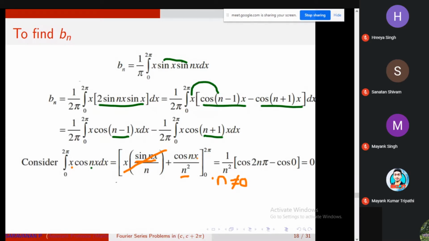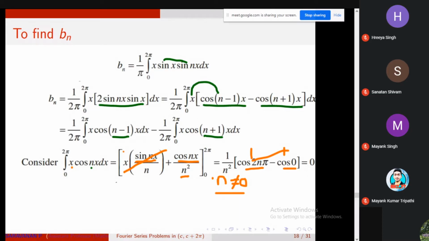Then substitute the upper limit. For the upper limit you will get cos 2n pi, which is 1. The lower limit is cos 0, that is also 1. So here you will get 1, here you will get 1, so it will get cancelled. Therefore, this integral value is 0. This is true for n not equal to 0.